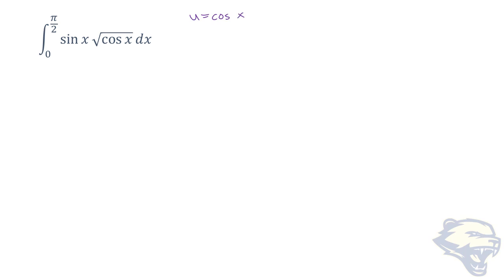And the reason that works is because on the outside there's that sine x dx. So my du, derivative of cosine, is negative sine x dx. Right? And we don't have a negative, so we'll just say that negative du is sine x dx. Right? And then we're ready to substitute for all of the x's and the differential dx. But I want to take those limits, the 0 and the pi over 2, and I'm going to change those.